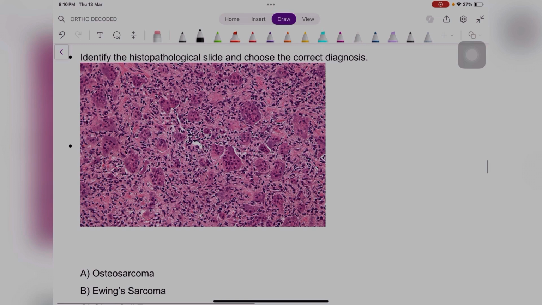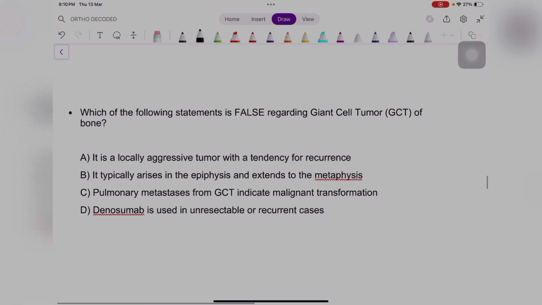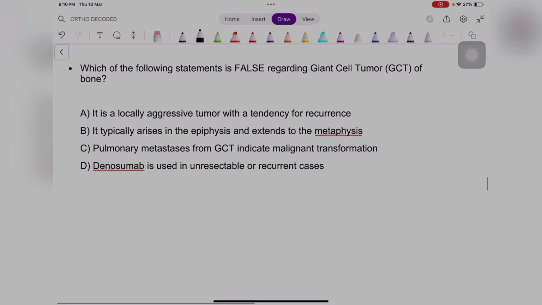So it is once again an easy question. They are asking you to identify the histopathological slide. So you can see here multinucleated giant cells and stroma of mononuclear cells. So it is a case of giant cell tumor. So when we are discussing about osteosarcoma, Ewing sarcoma and chondrosarcoma, I will give you the histological pictures.